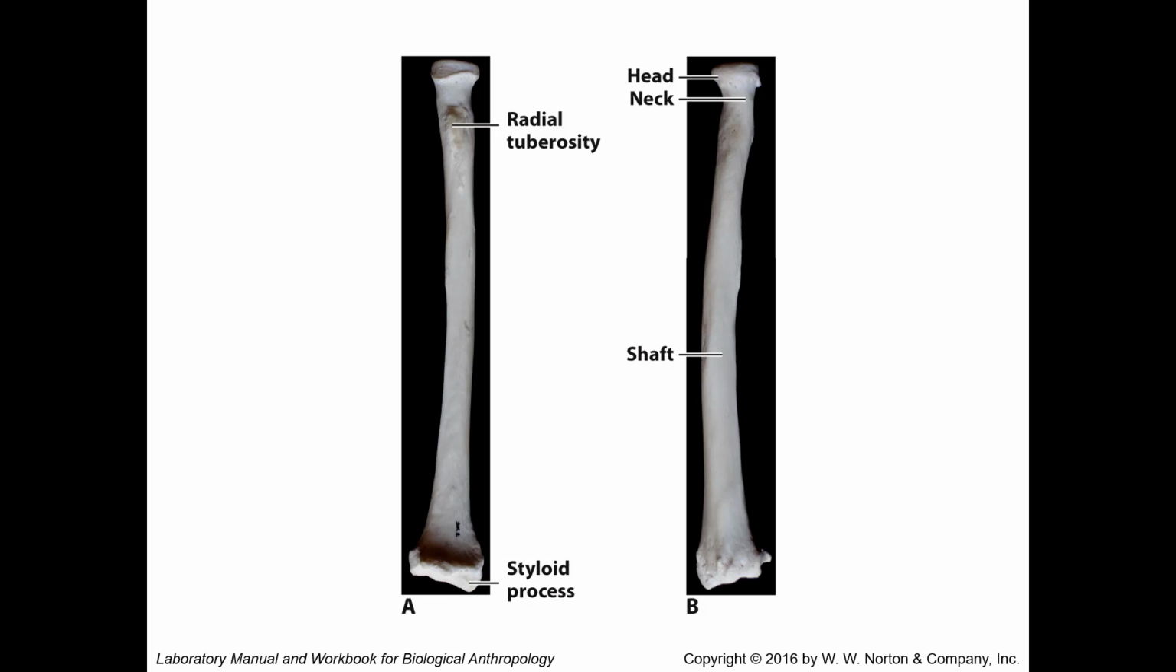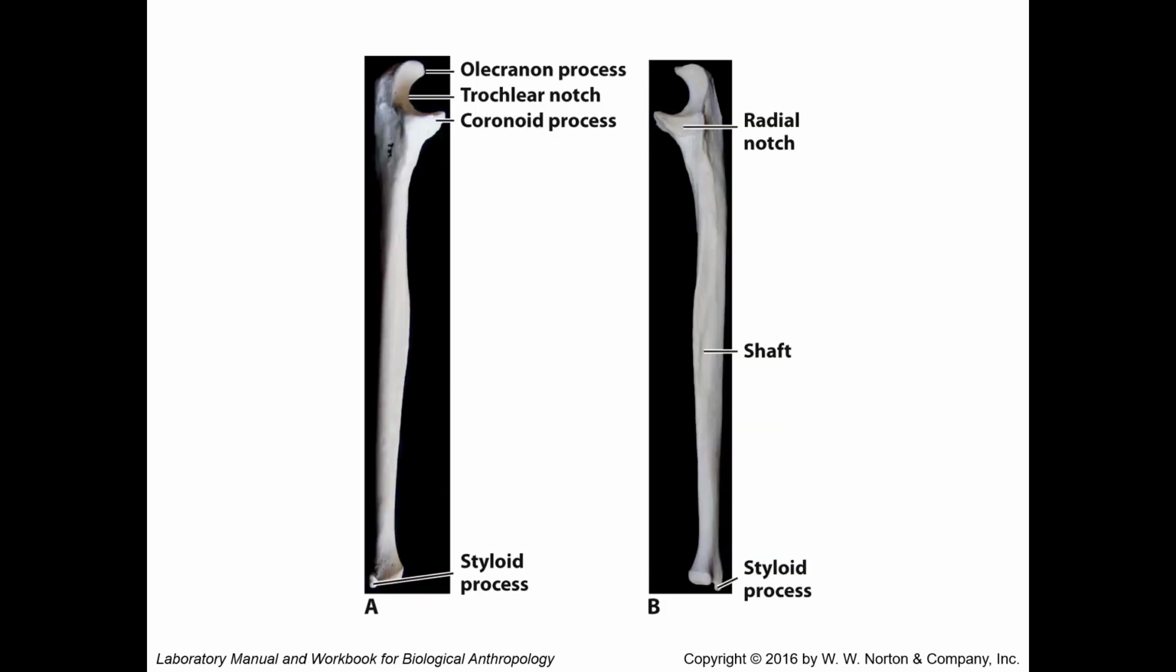The more medial bone, the one closer to your midline, is the ulna. The ulna has a unique wrench-shaped proximal end formed by several key features. The olecranon process is a large projection that accommodates muscle attachment, and it fits in the olecranon fossa of the humerus when the arm is extended. This is the large bony area that we normally think of as the tip of our elbow.